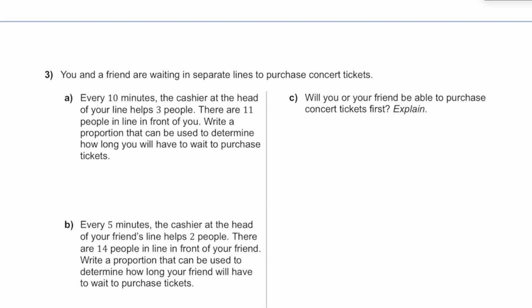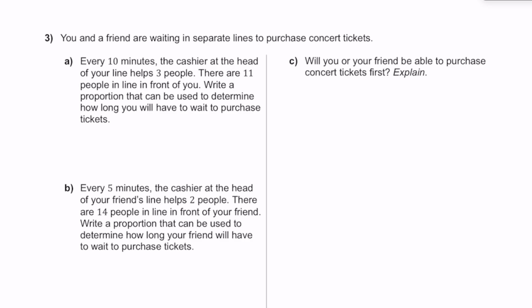All right, let's check out number 3. In number 3, you and a friend are waiting in separate lines to purchase concert tickets. So that's kind of the scenario here. You and your friend are in 2 different lines. Let's check out part A.